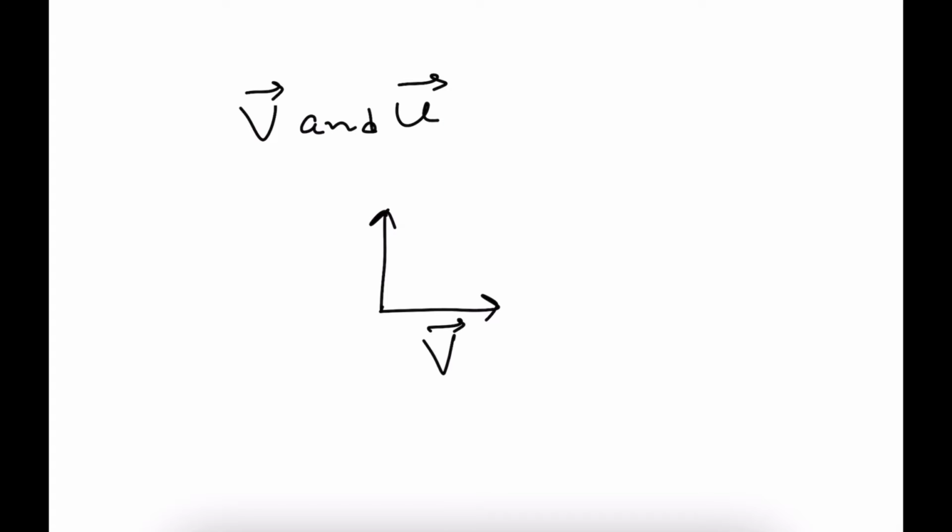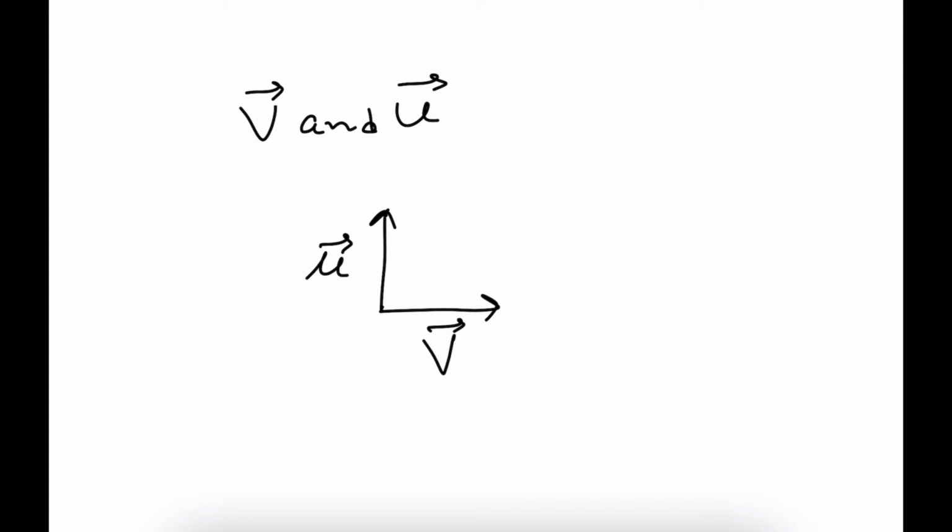Hi everybody. Today we'll be learning about the connection between determinants and linear equations. But before that, I'd like to give you some background knowledge. Let's say I give you two vectors v and u, and they look like this. This is v, and this is u.